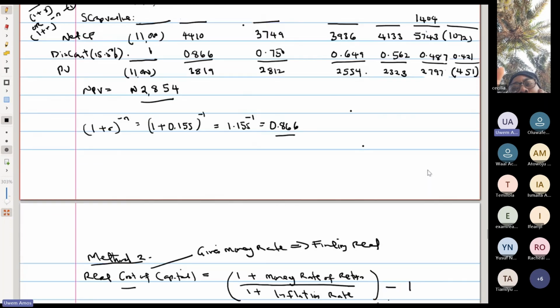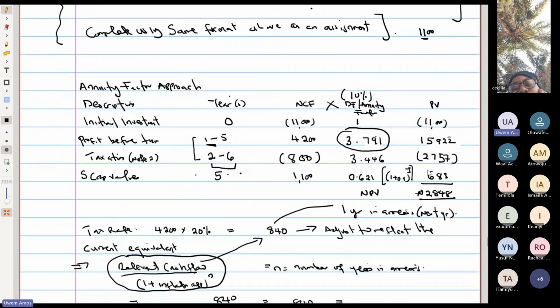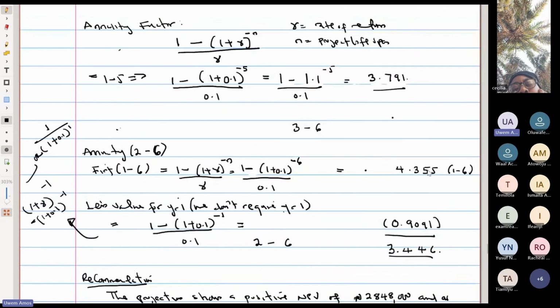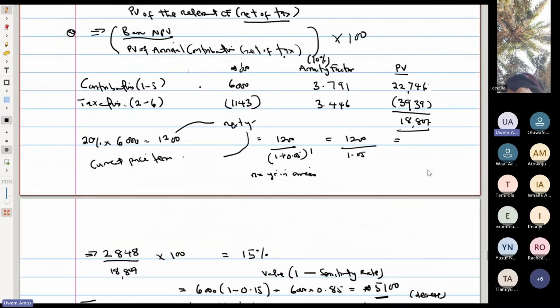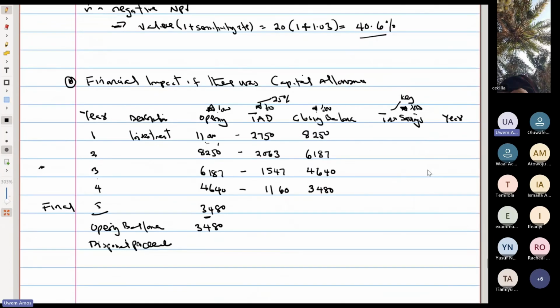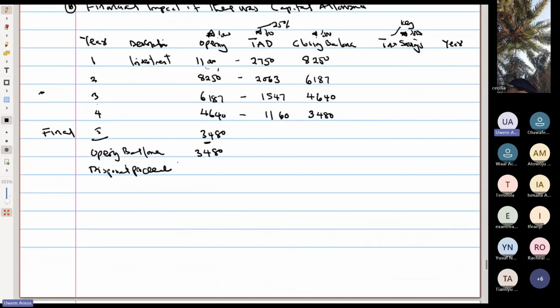Just to keep it consistent. If you still use 11, you're not wrong. If you decide to use 11, you're not wrong, but just to keep it consistent, that's 1404 as our disposal proceeds.